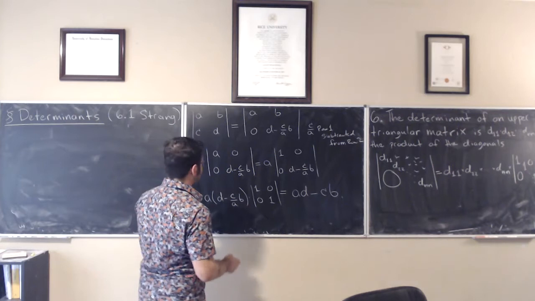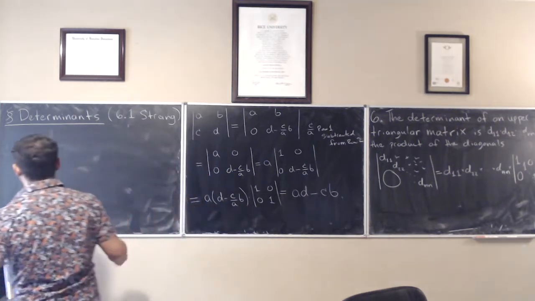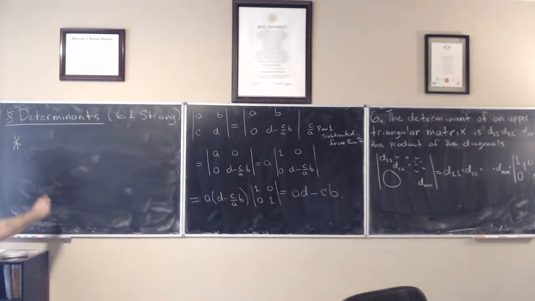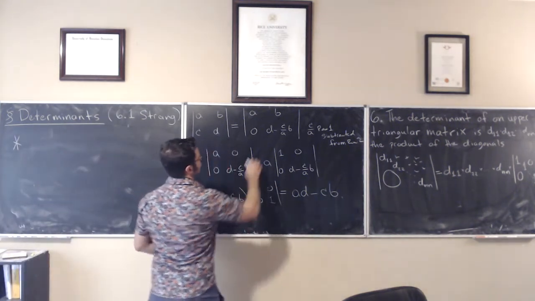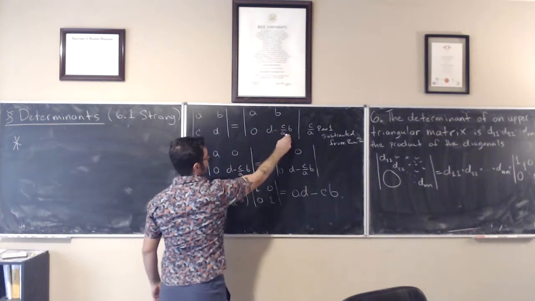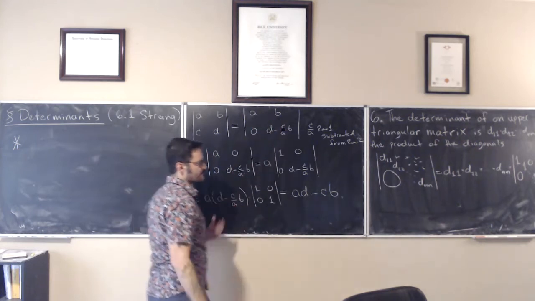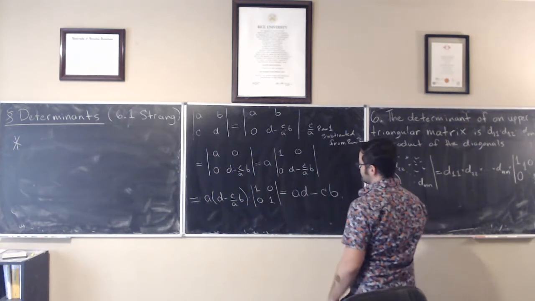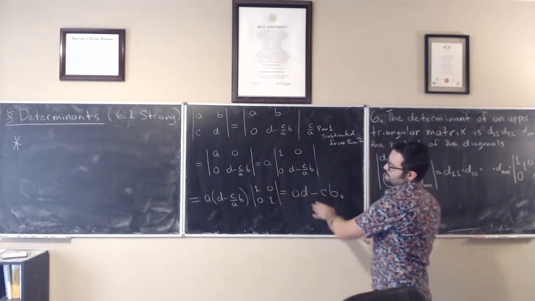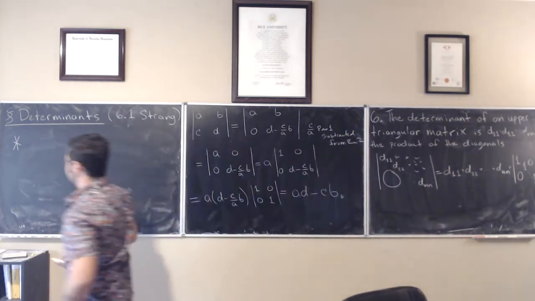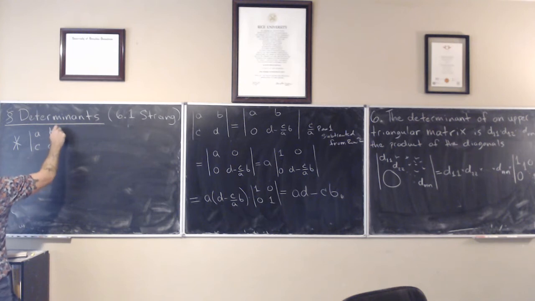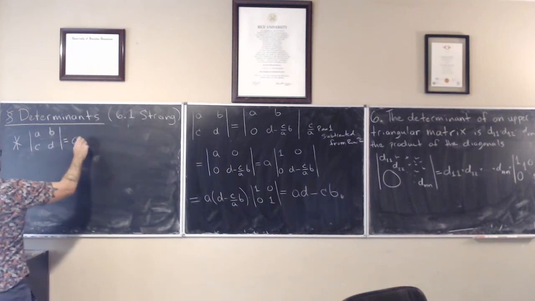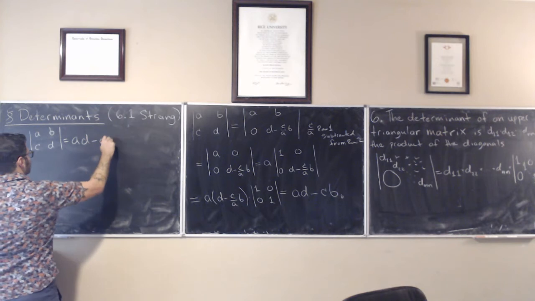Now, this is actually a special case right here. So we actually did more than just show that, see, this was the upper triangular form right here, A times this. So we verified it in this case. But we also gave a general formula for a 2x2 matrix. So the determinant of a 2x2 matrix is easy to calculate: A times D minus C times B.